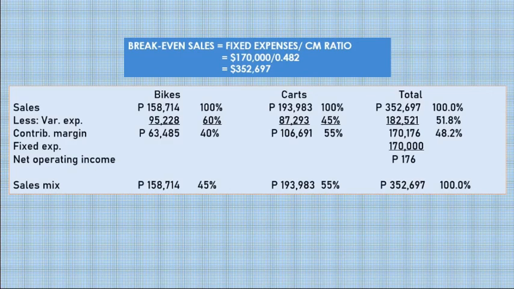We begin by allocating total break-even sales revenue to the two products. 45% of the total is assigned to the bikes, while 55% to the carts. The variable costs by product are determined by multiplying the variable expenses percent times the assigned revenue. The contribution margin is the difference between the assigned revenue and the variable expenses. Once again, we subtract fixed expenses from the combined total contribution margin for the two products. Because we used a rounded contribution margin percent, we have a rounding error of $176. So obviously, the more products a company has, the more complex the break-even analysis becomes.